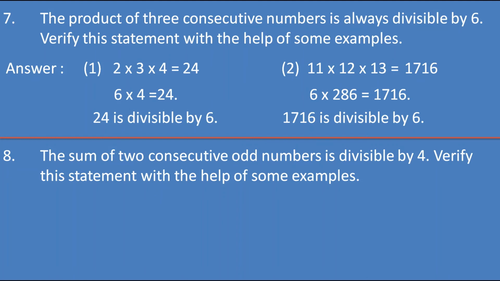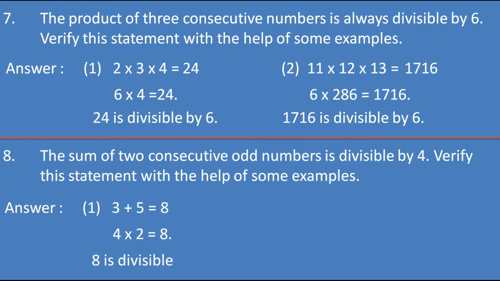Okay. So we will take the odd numbers, that is 3 and 5. And they have told us to find the sum. So 3 plus 5 is equal to 8, which is divisible by 4. We know that 4 2s are 8. Therefore, 8 is divisible by 4. Let's take one more example.